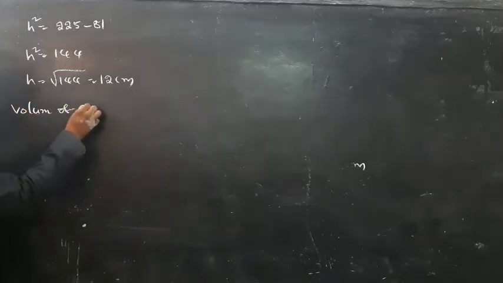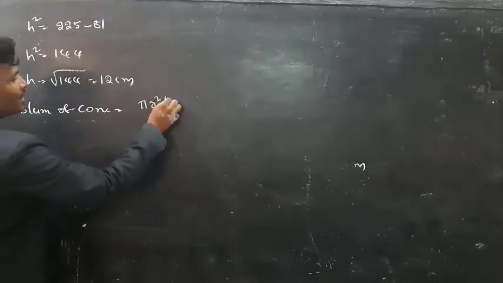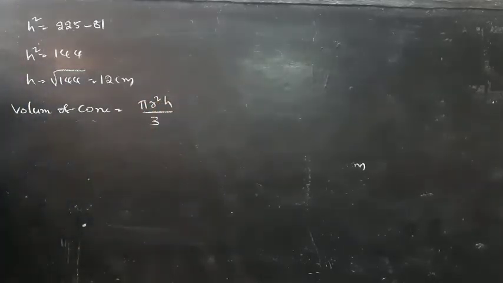Now I know the value of the radius and also the value of the height. What I need here is the volume of the cone. What is the formula here? Pi r square h by 3. Volume of cone is nothing but pi r square h by 3.